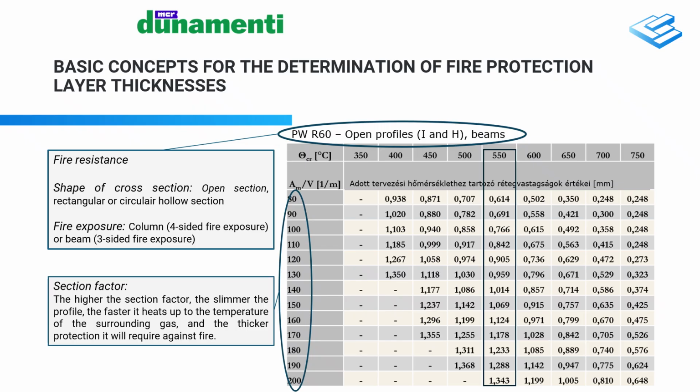I would like to highlight a trend that is clearly visible in the values in the table's columns. So pick a column with your eyes, or which is indicated already by me, and follow the numbers, and you can discover this trend with me. The higher the section factor, so the thinner a structural element is, the thicker the fire protection layer required.